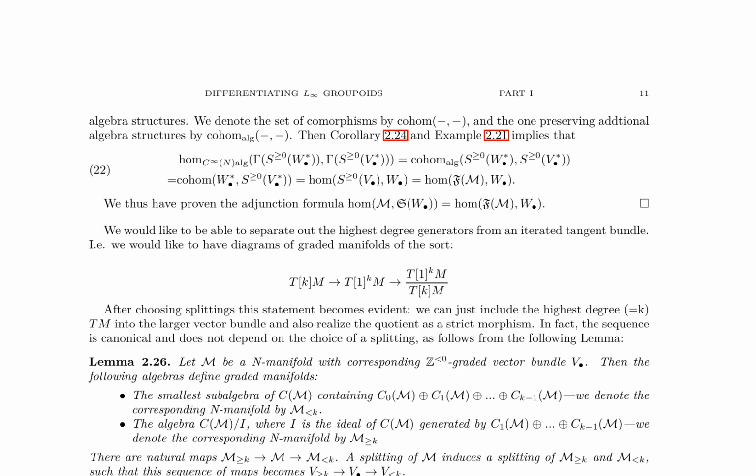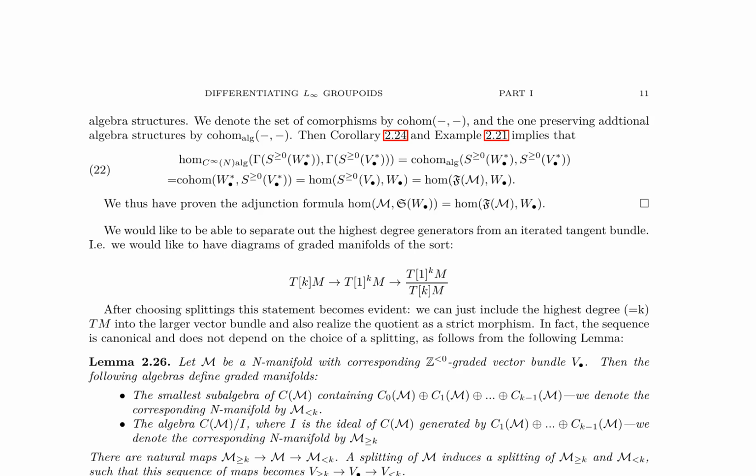The authors establish an adjunction formula, hom(M, S W) equals hom(F M, W), leveraging corollary 2.24 and example 2.21. This formula enables the separation of the highest degree generators from an iterated tangent bundle, allowing for diagrams of graded manifolds of the form T^K M → T^1 kM → T^1 kM.